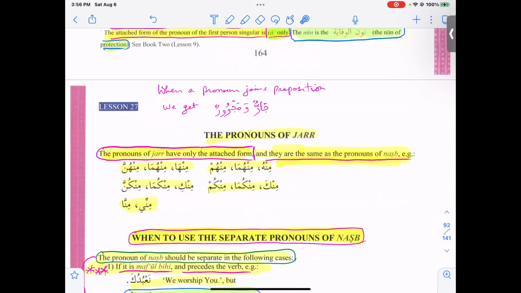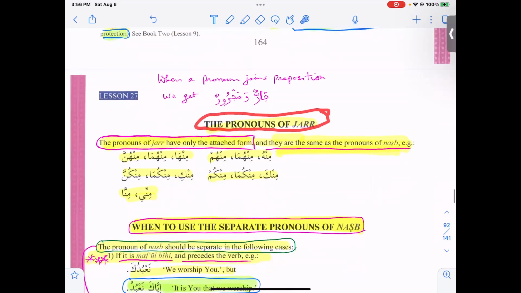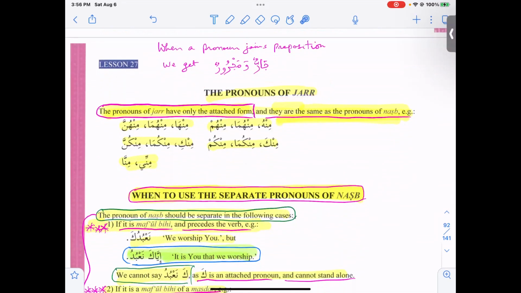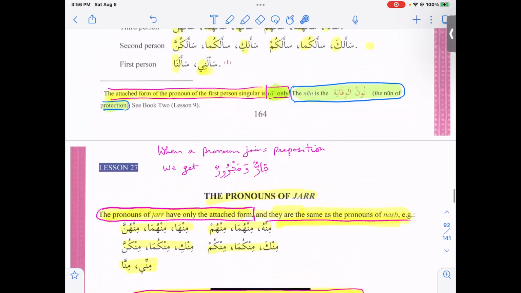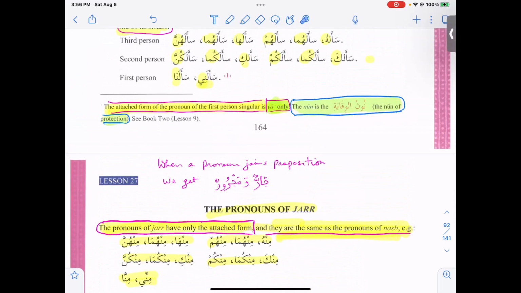Now the pronoun of jar. Okay. Again, Allah bless me to make more songs. They are there. I used to sing all the time.